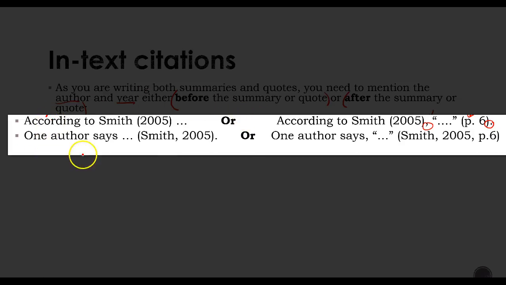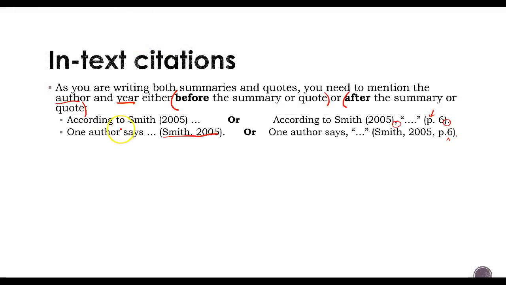Or you could put it at the end. So if you don't introduce the information with the author and the year, you can put it all at the end. So you could say, one author says da-da-da, and then at the end you just put Smith 2005 all in parentheses. You put these all in parentheses because you're not using Smith in the sentence. In this case, we're using Smith in the sentence. We say according to Smith, so we only put 2005 in parentheses. Or we could do it this way with a direct quote. One author says, comma, quote, da-da-da, Smith 2005, P.6. And there's actually supposed to be a space here, like how there is right here. So it's P.6, period.